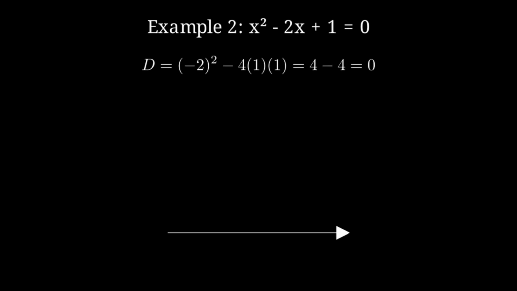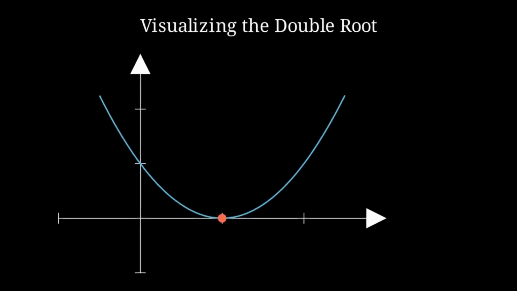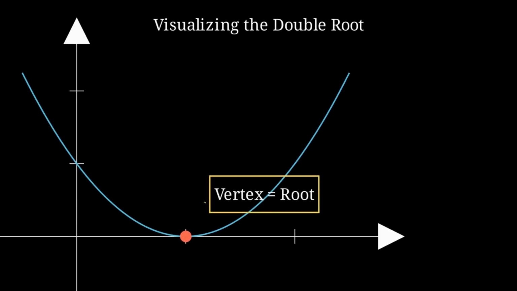The discriminant calculation results in 0. When we hit graph, the calculator displays a parabola that touches the x-axis at exactly one point, the vertex at x equals 1. A discriminant of 0 indicates a perfect square trinomial. On your calculator screen, you will see the curve approach the axis, touch it, and immediately turn back. This single point of contact represents our one real solution.